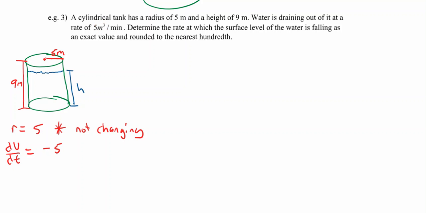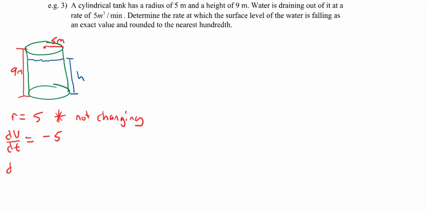And then we're looking for, well, what are we looking for? Determine the rate at which the surface level of the water is falling. What would that be? How fast the blue h is shrinking. Yeah, and in Leibniz notation, what would that look like? That would be dH dt. Yeah, perfect. That's what we're looking for.